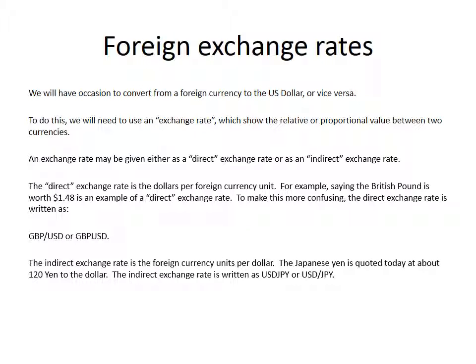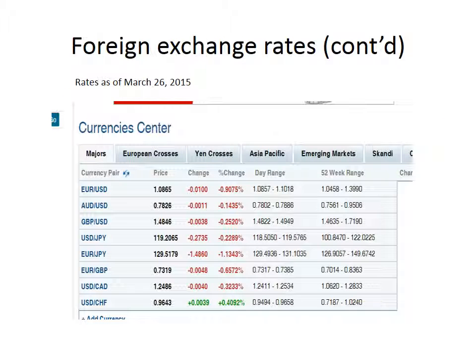The inverse of the direct exchange rate is the indirect exchange rate. It's the foreign currency units per dollar. For example, the Japanese yen is quoted today at about 120 yen to the dollar. The indirect exchange rate is written as USDJPY or USD/JPY. Again, you can interpret this as the US dollar expressed in terms of the Japanese yen.